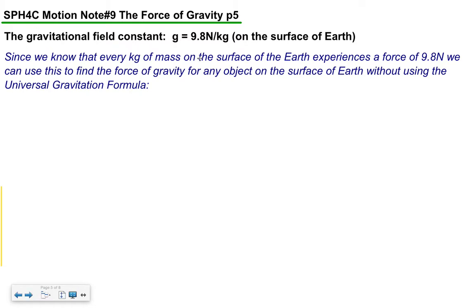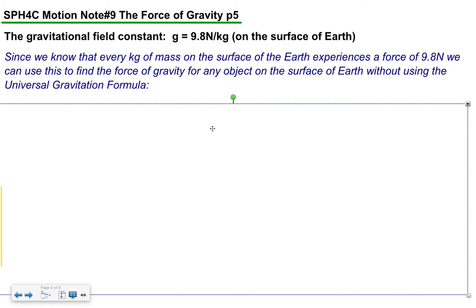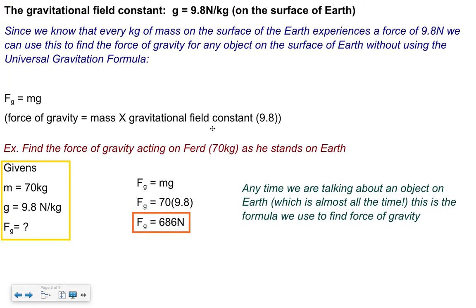Okay, so this 9.8 is a special thing, and it has a special symbol, little g. Doesn't that look familiar? The gravitational field constant, which is also the acceleration due to gravity at the surface of Earth, is 9.8. That number is great for the surface of Earth. It's different everywhere else in the universe. So since we know that every kilogram mass on the surface of Earth feels this force, it does make it easier to calculate gravity.